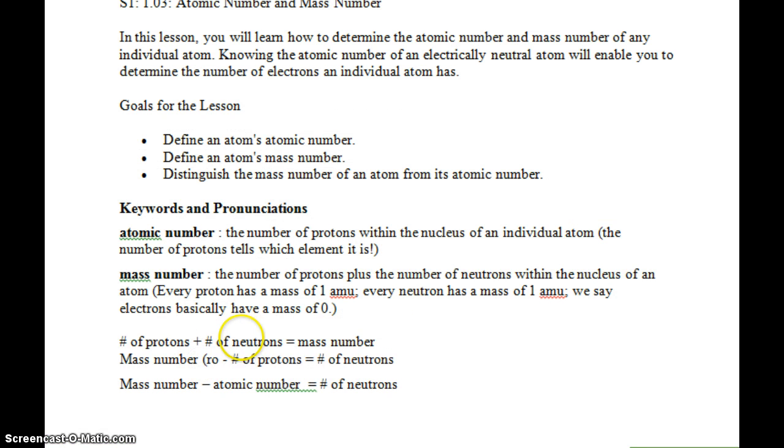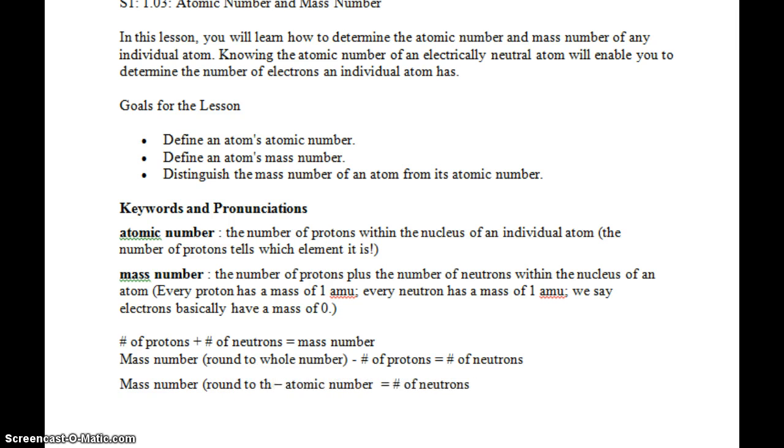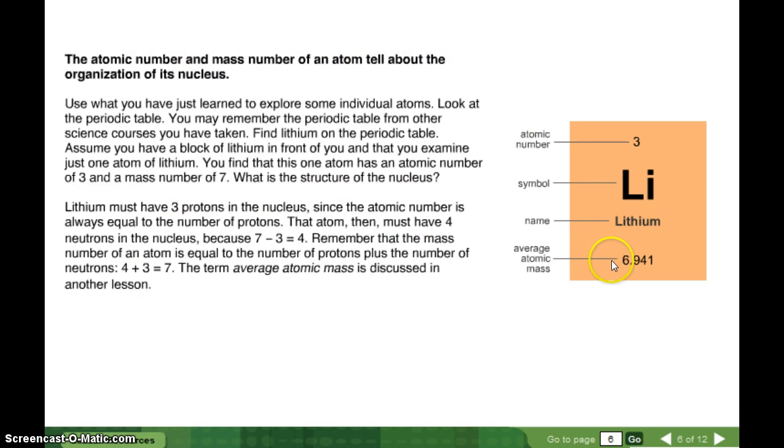And I'm going to just say round to whole number. So you either round up, or if you don't round up, you round down, which really means leave the number the same. So round to a whole number. Very important, because you cannot have part of a proton or part of a neutron. You either have one or you don't, so that's why we round. So 6.9 rounds to 7.